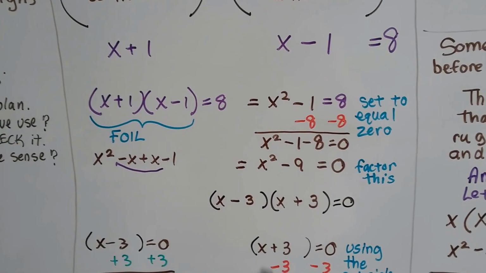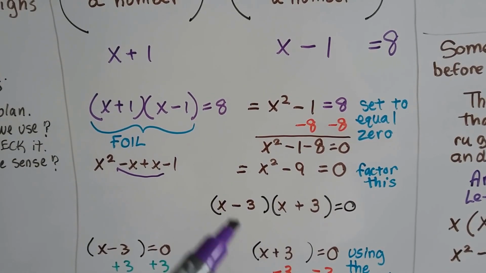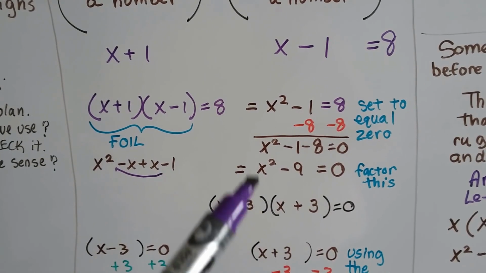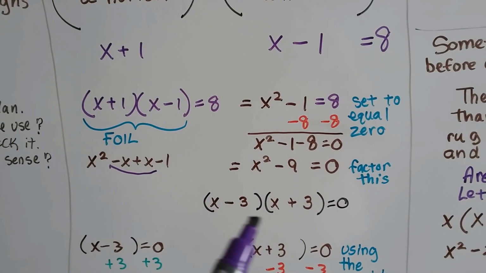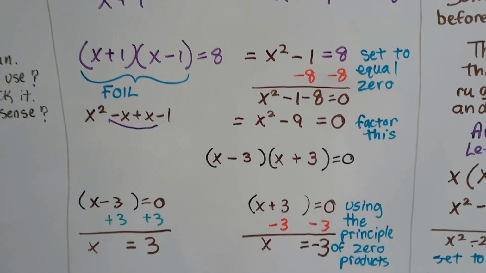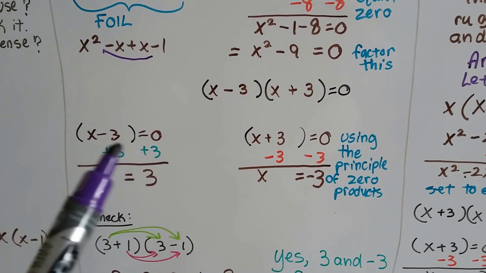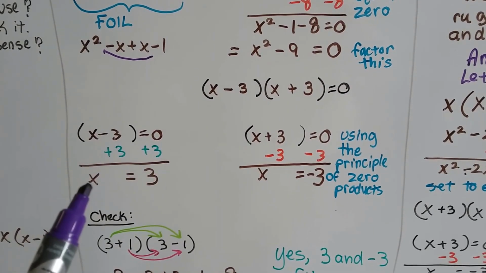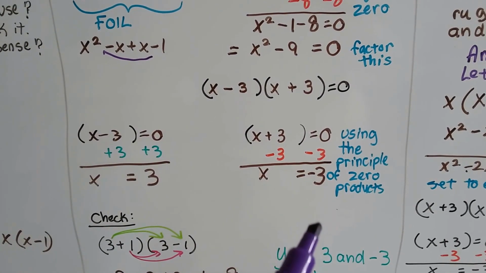We factor this, so we know from this x squared we're going to have 2 parentheses. We're going to stick an x in the front for that x squared. And what can equal a negative 9? A negative 3 and a positive 3. And we set it to equal 0. And using the property of equality, we add 3 to each side of this one to get x equals 3, and we subtract 3 from each side of this one to get x equals minus 3, see?